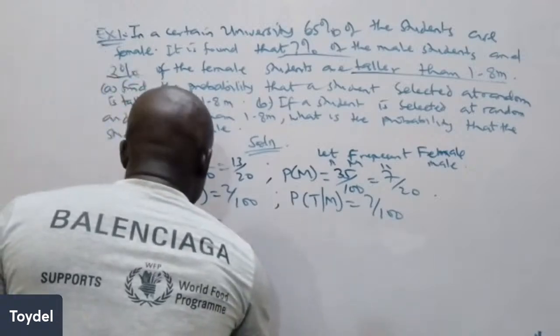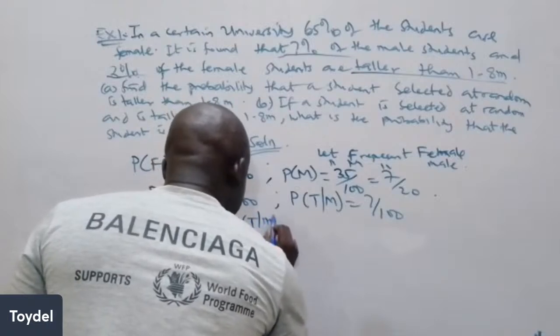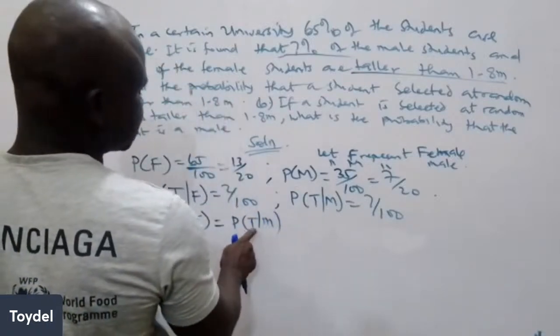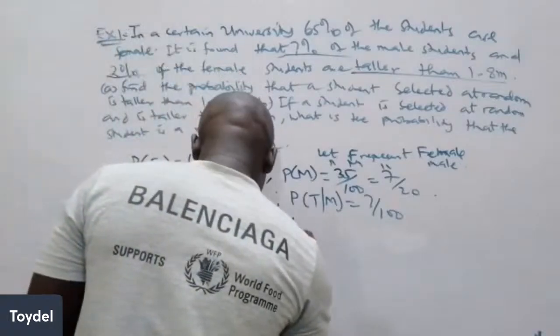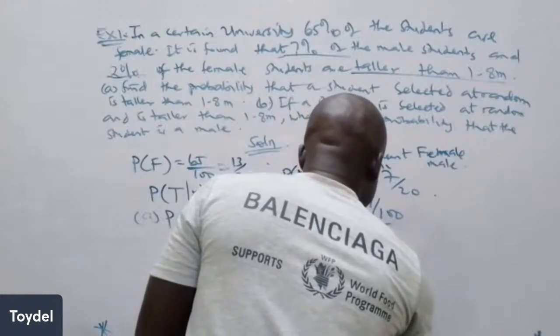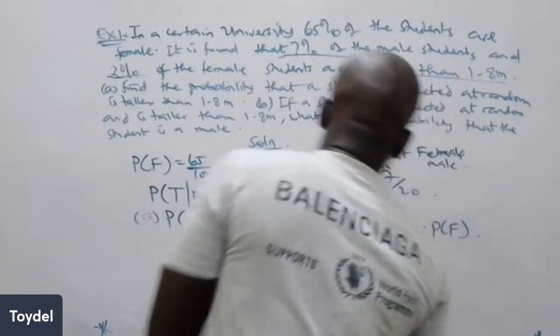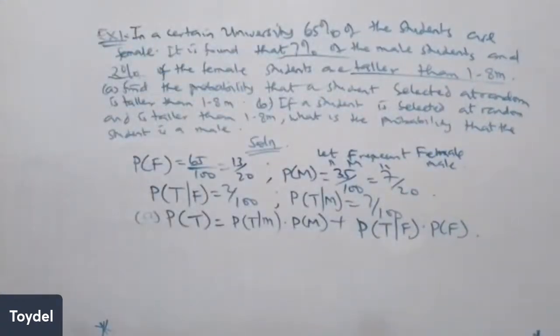We are going to have the probability of T given M, the probability that the student is tall given that he is a male, multiplied by the probability of male, plus the probability that the student is taller than 1.8, given that it is female, multiplied by the probability of female. That's what we are going to have, because these are mutually exclusive events. So that's how we present it. We can just go through the theorems, the theorem where we have mutually exclusive events. So please go through the notes very well.